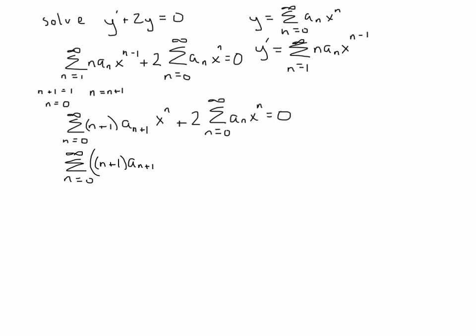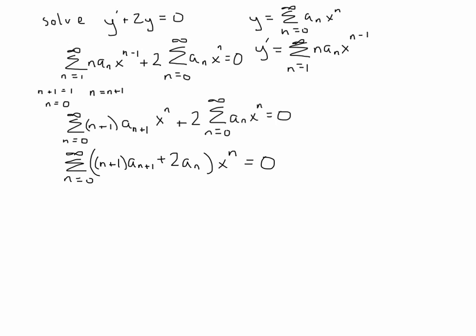And the other thing I want to do is factor out that x to the n. So in this first term, the n plus 1 and the a sub n plus 1 is left over when I factor out x to the n, and then the next one, the 2a sub n, is left if I factor out an x to the n.